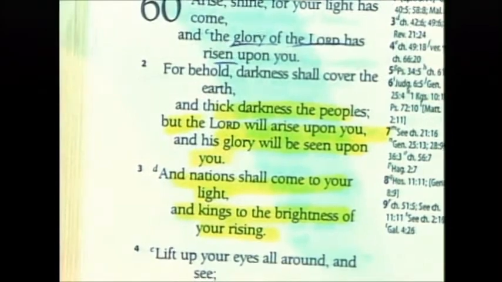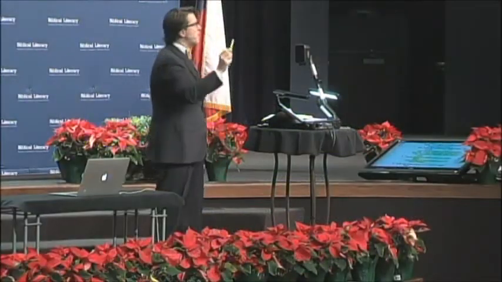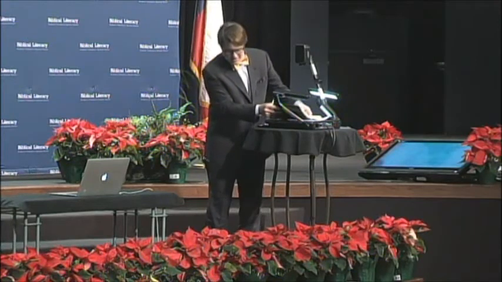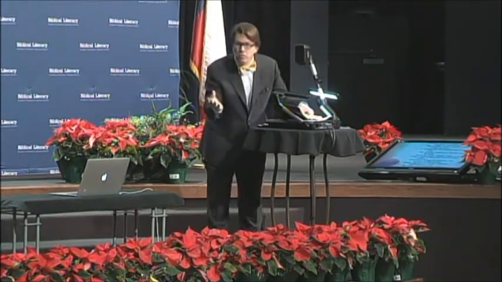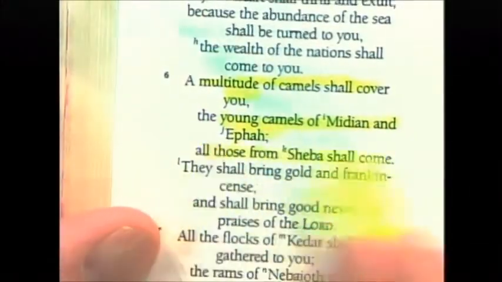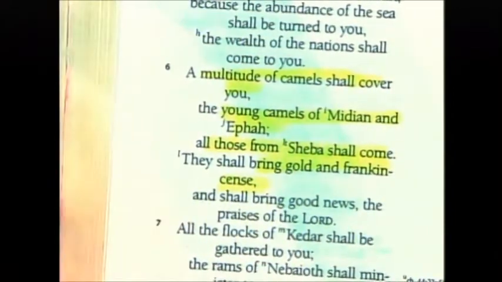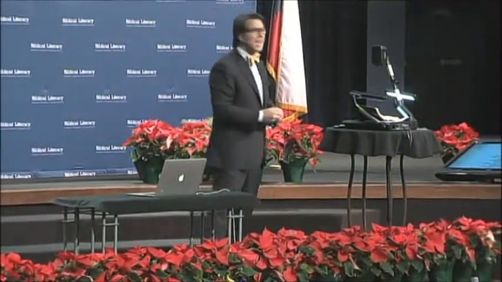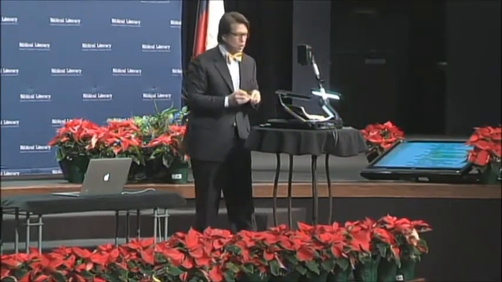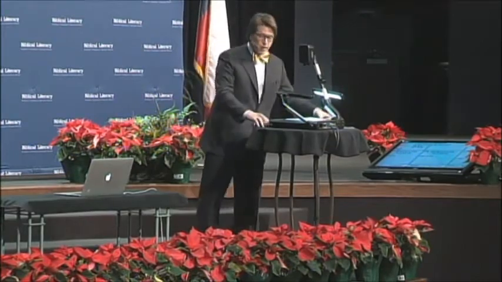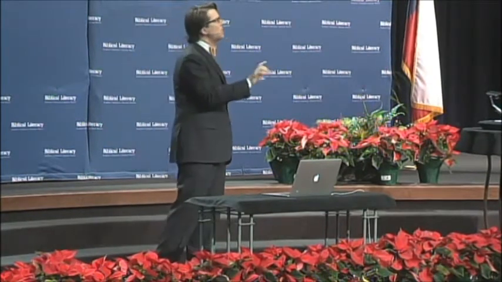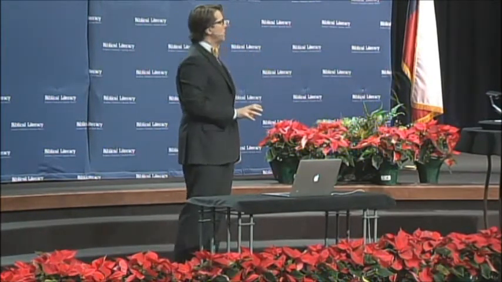And so the early church thought that this is a reference to the brightness of the rising of the star, that the Magi who came were kings. And this scripture was used for that, especially because down in verse 6, it adds this: a multitude of camels shall cover you, young camels, those from Sheba, will bring gold and frankincense and bring good news, which in the Greek version of the Old Testament is gospel, euangelion, will bring good news, the praises of the Lord. So this was deemed at that point to be kings. You put all that together, you have We Three Kings of Orient Are. Boom, you're done.